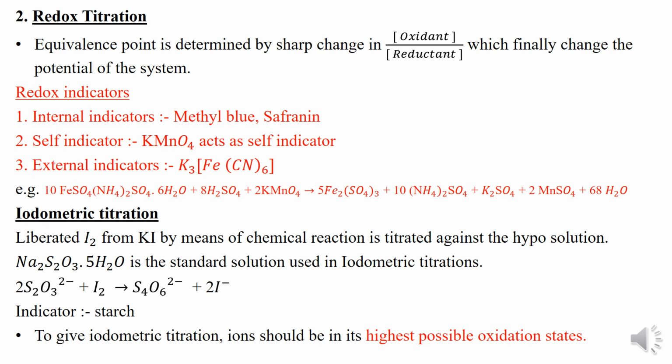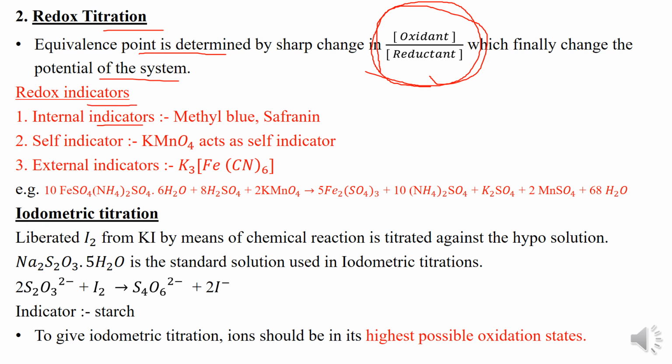Redox titrations. This is another type of titration. It is based upon the oxidation and reduction concept. The equivalence point is determined by a sharp change in oxidant and reductant, which finally changes the potential of the system. This is determined by using the Nernst equation. We have to know the Nernst equation to calculate the potential of the system. So this is the ratio of the oxidant and reductant. And here are different examples of redox indicators.